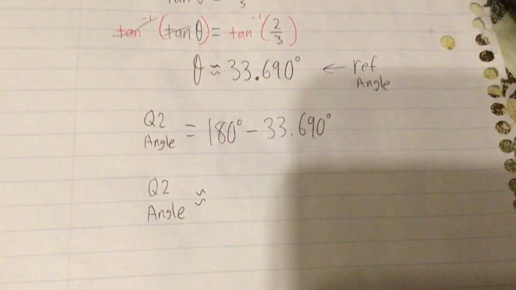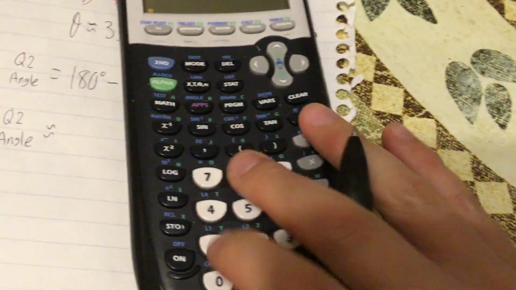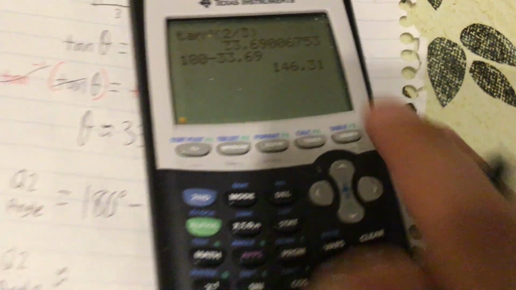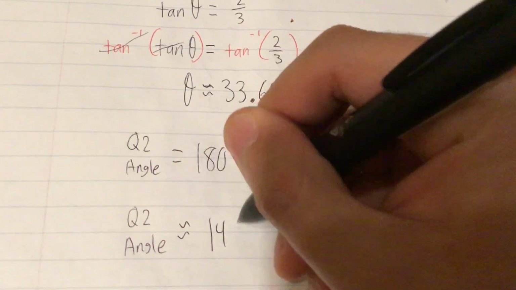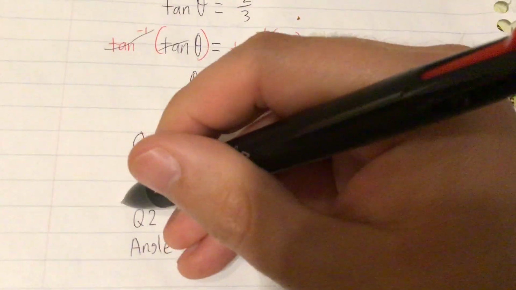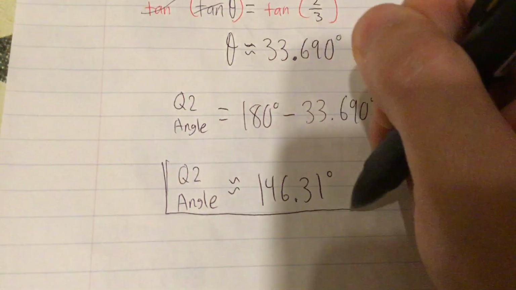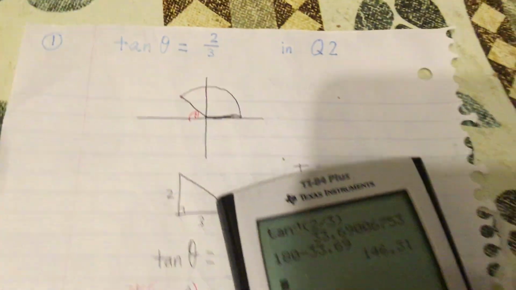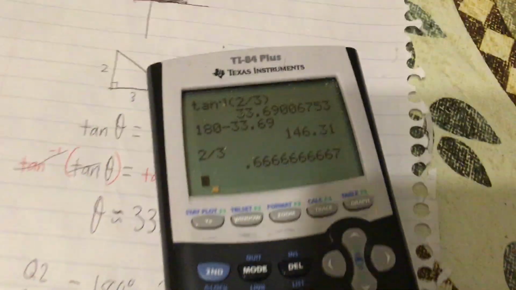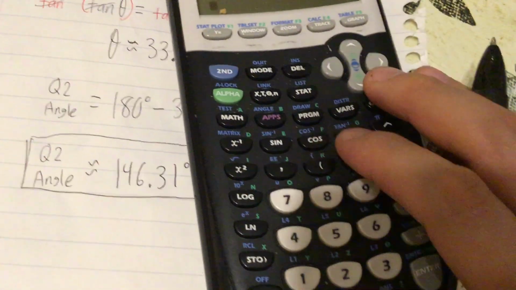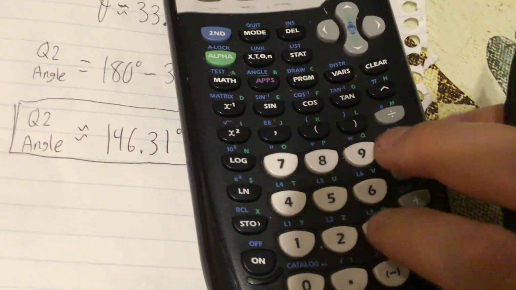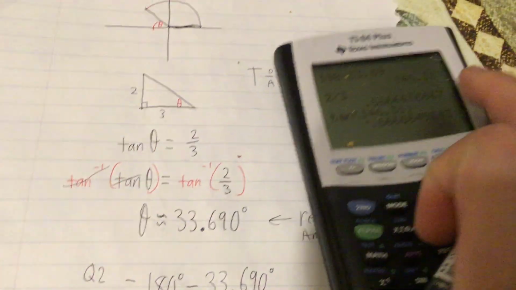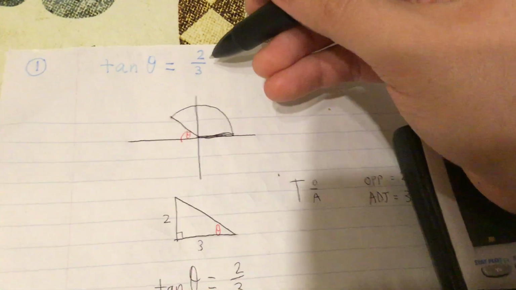is approximately, let's see, 180 minus 33.69. So that'd be 146.31 degrees. And how do we check our work? I would check with the ratio given. So 2/3 would be 0.66666666 repeating. So let's take the tangent of 146.31, and that would be 0.66666666 itself, but we are in quadrant 2.